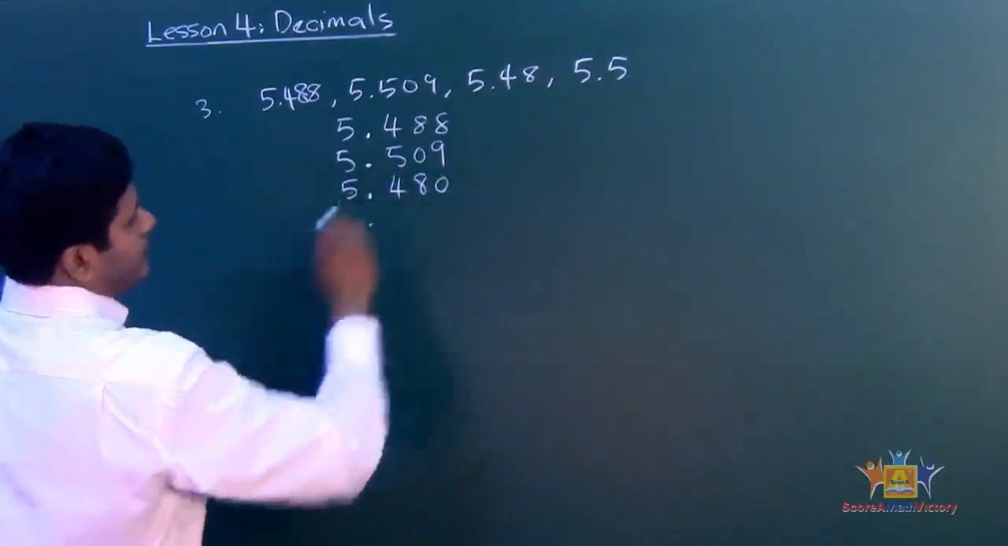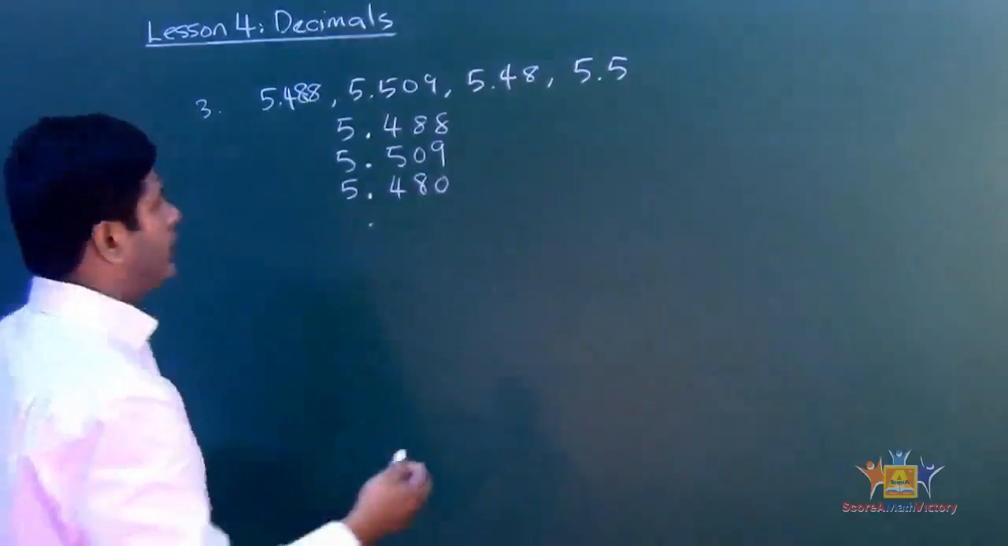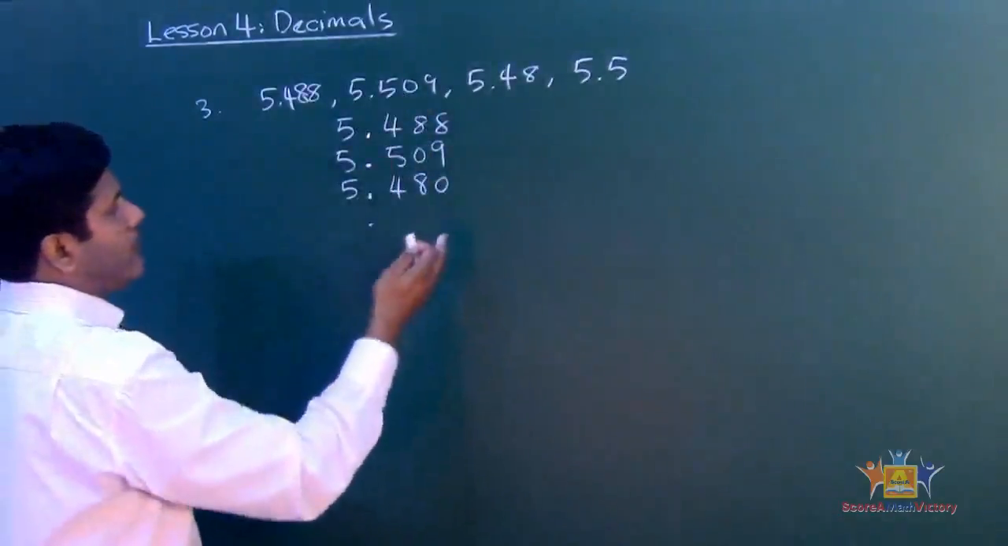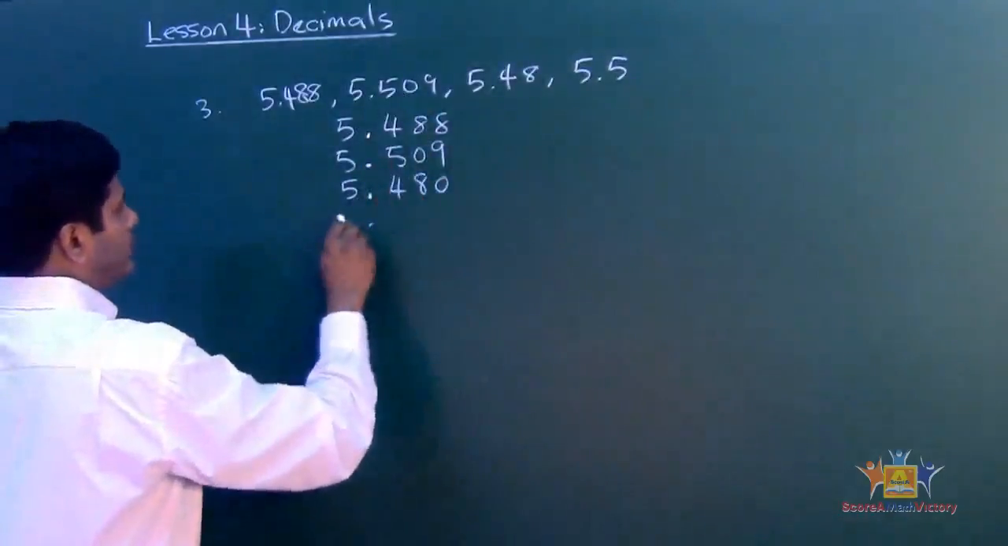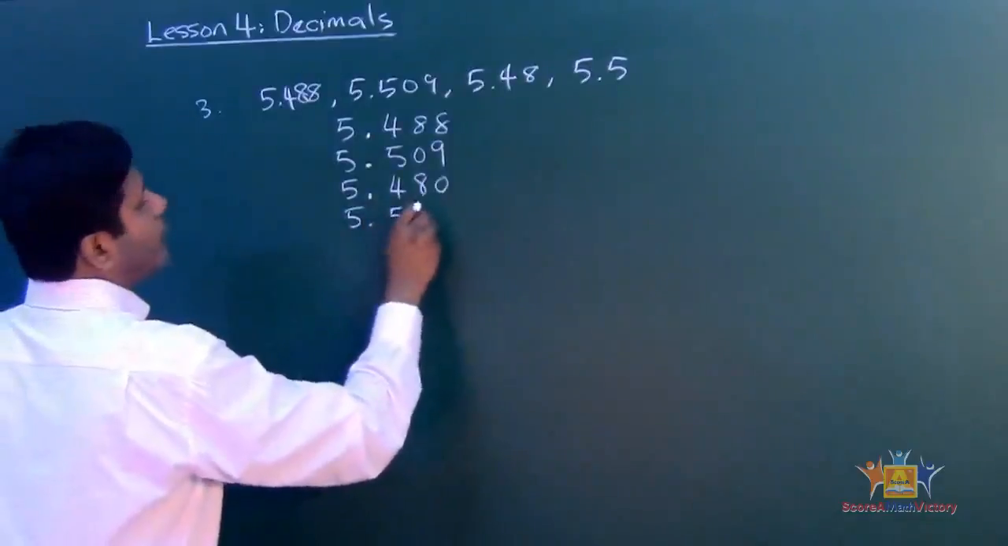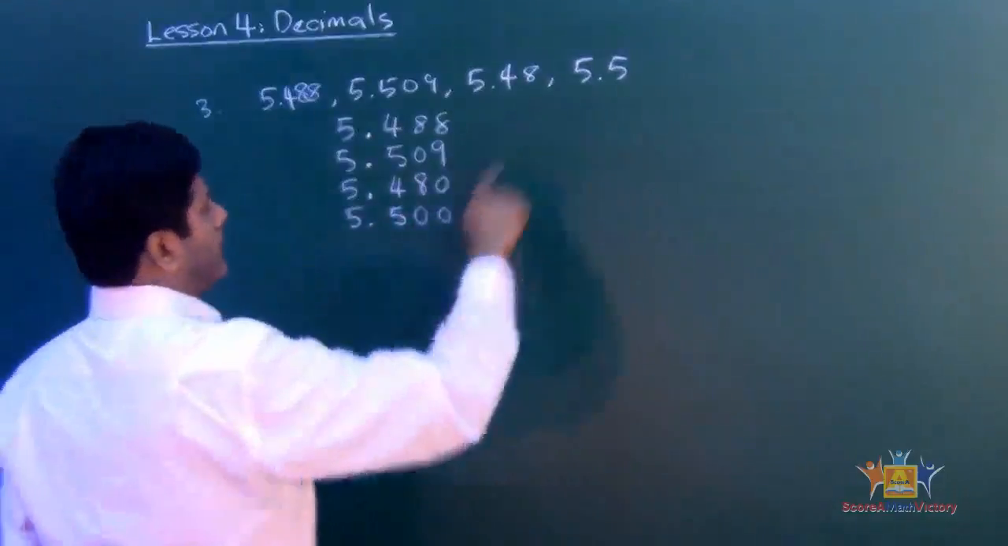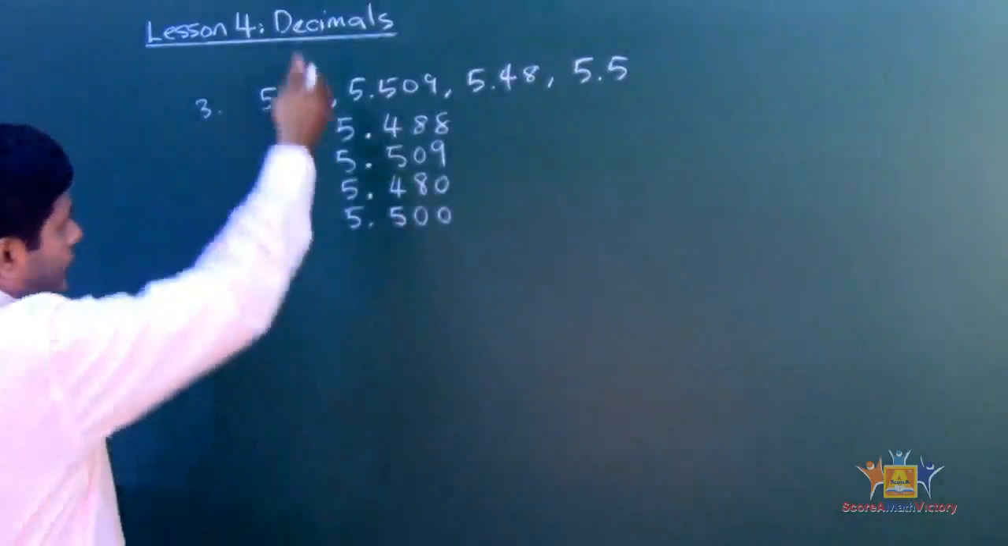5.48. Add 0 to it. Alright, go ahead, add the 0, so that way all have an equal amount of digits. The next one is 5.5. Go ahead, add the 0 for that one, alright? So now you can start comparing.